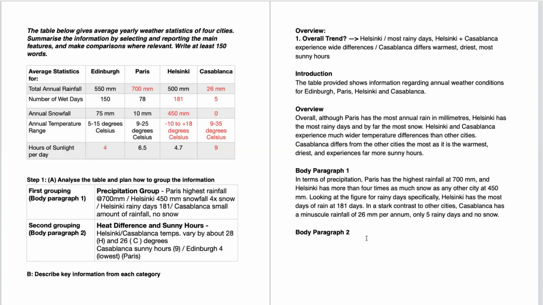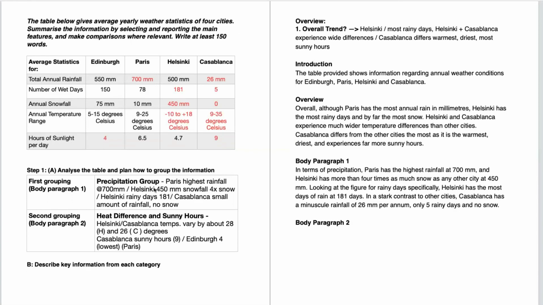Now, I will talk about the language I use and the vocabulary words after, but right now, I just want to make sure that I'm writing everything that I talked about earlier in the preparation stage. So we mentioned Paris, we mentioned Helsinki with snowfall, 4 times the amount of snow, Casablanca with a small amount of rainfall. Everything here makes sense, and we have pretty much exhausted the information for the precipitation group. So we can go on and finish with our body paragraph 2.